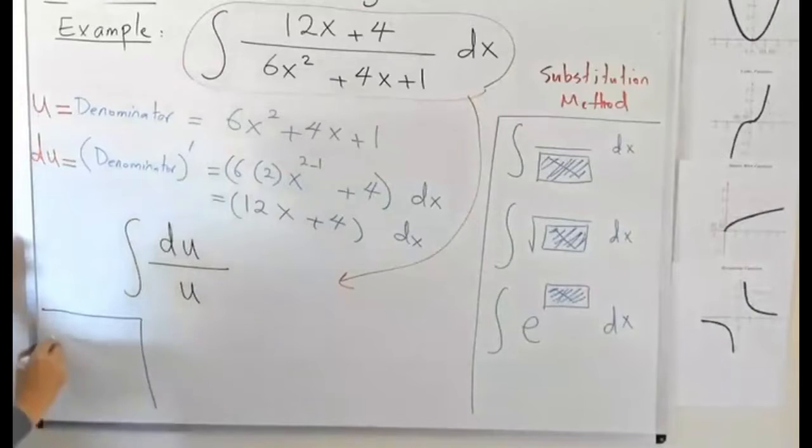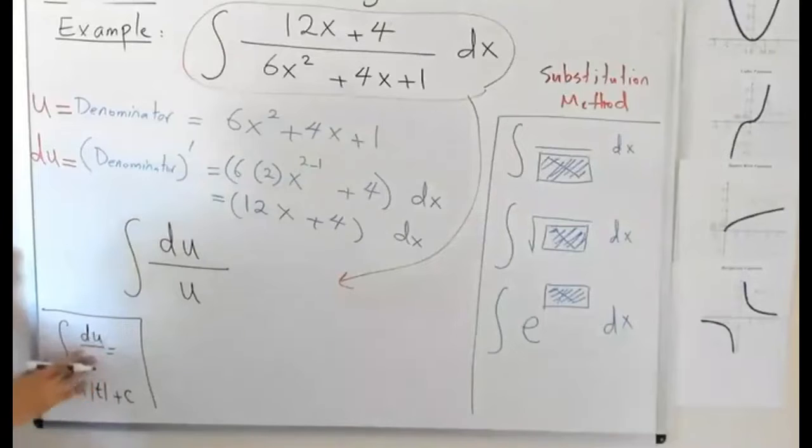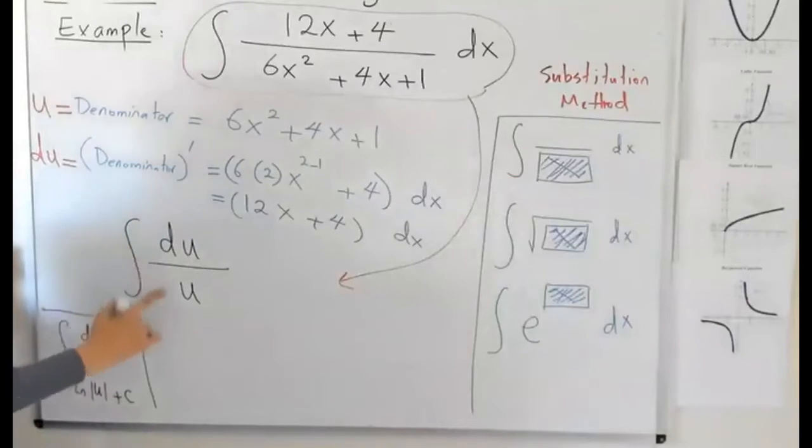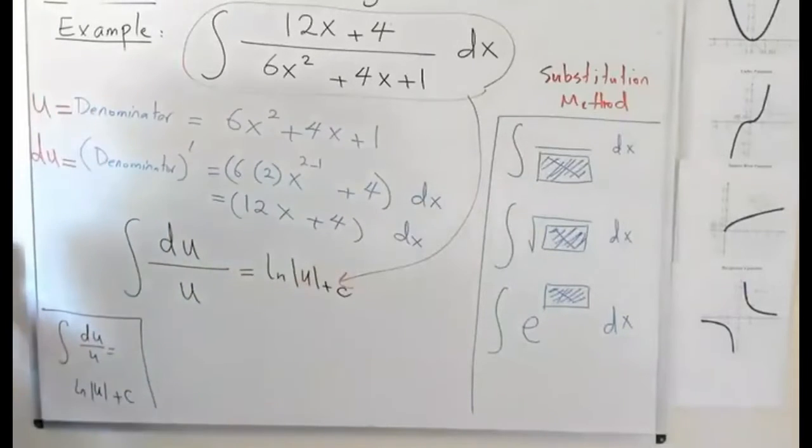Remember that the integral of dx over x is ln of absolute value of x plus c. It doesn't matter if you use a variable like t or u or w, anything. So dt over t is equal to ln of t. You can change this variable. If you have du over u, it is ln of absolute value of u plus constant of integration. So the integral of du over u is ln of absolute value of u plus constant of integration.